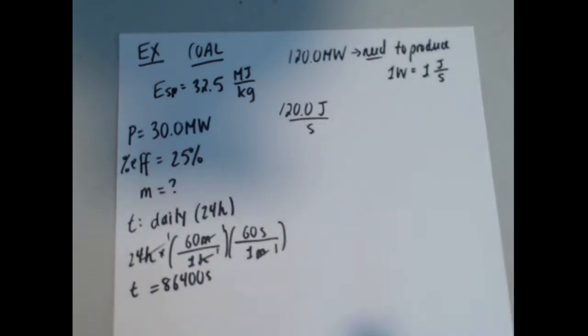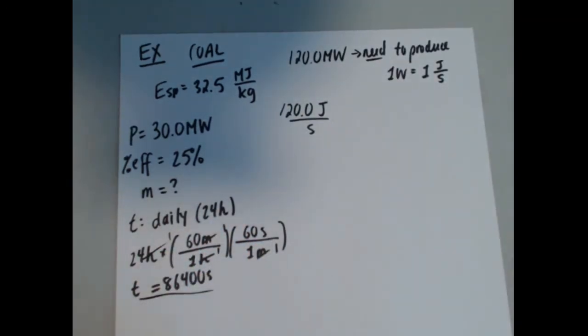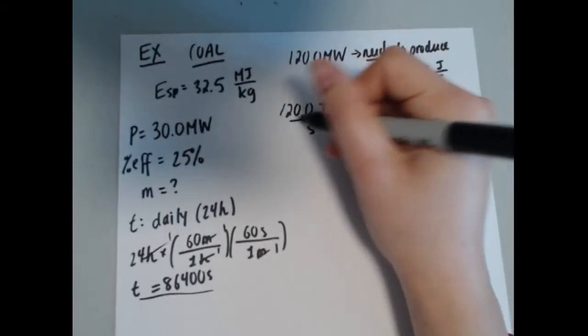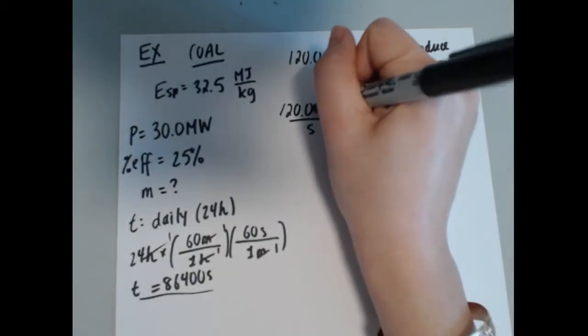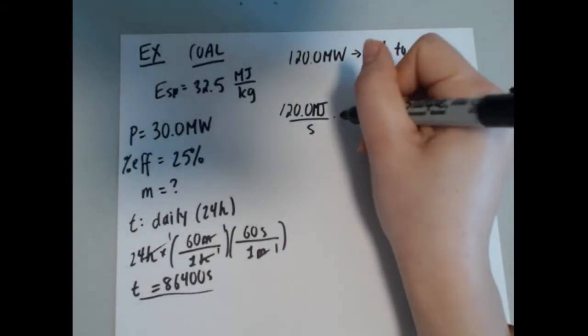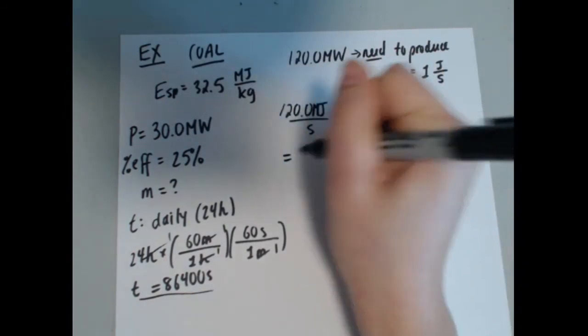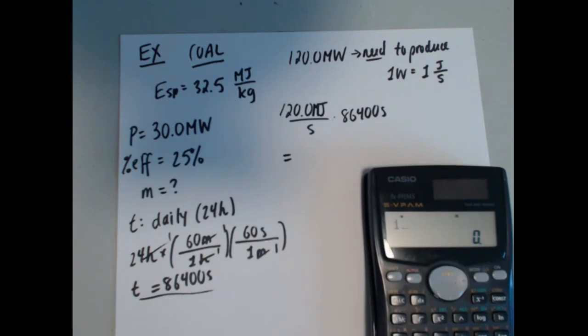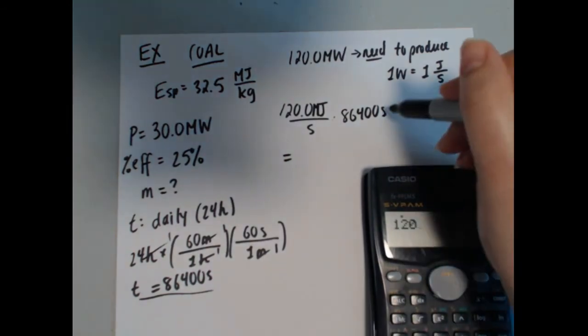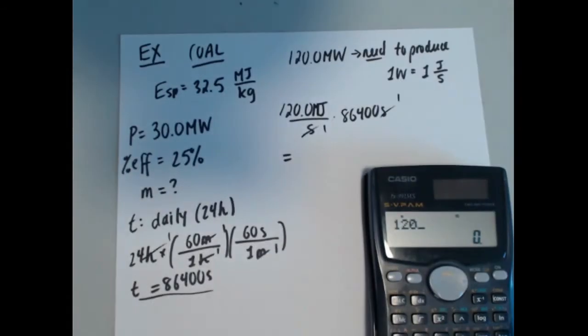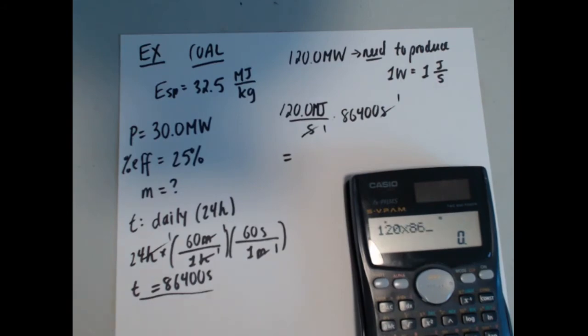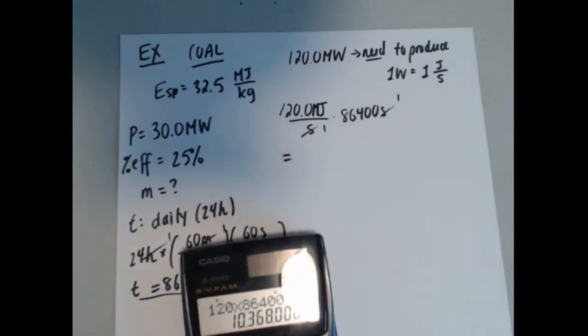Okay, so we have 86,400 seconds in a day, and the plant is producing 120, well, that should be megajoules of energy per second. So multiplying that by 86,400 seconds, let's see what we get. I'm going to keep this in megajoules, right? Because my seconds are going to cancel. So 120 times 86,400, that's a pretty big number.